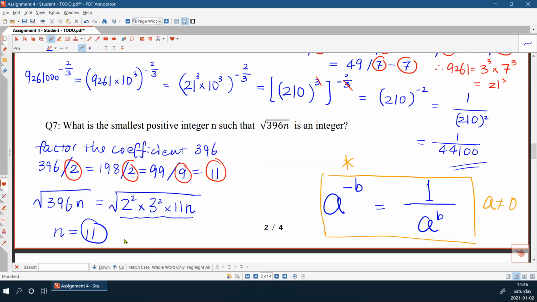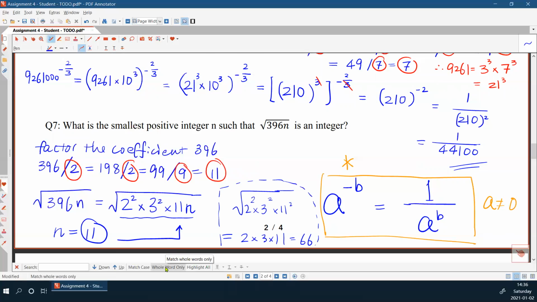And also, you can check the result. If you put n equals to 11 here, the result is 2 to square by 3 to square by 11 to square, right? So this gives you 2 by 3 by 11, which is an integer, 66, right? This is the verification. Okay? Any questions?